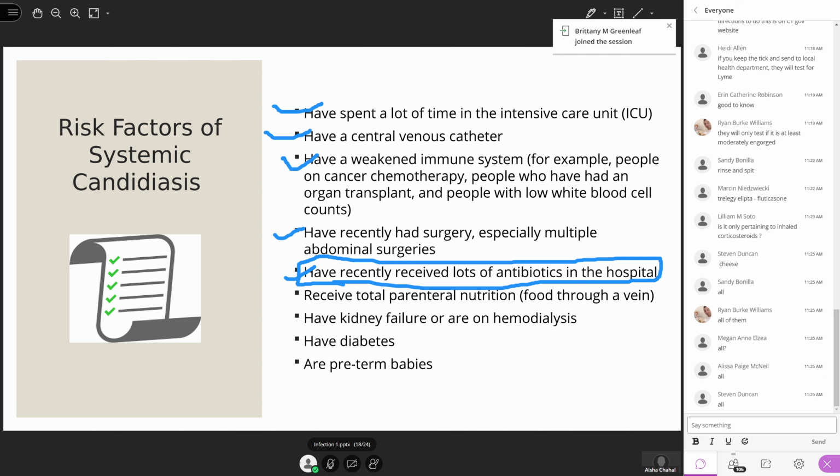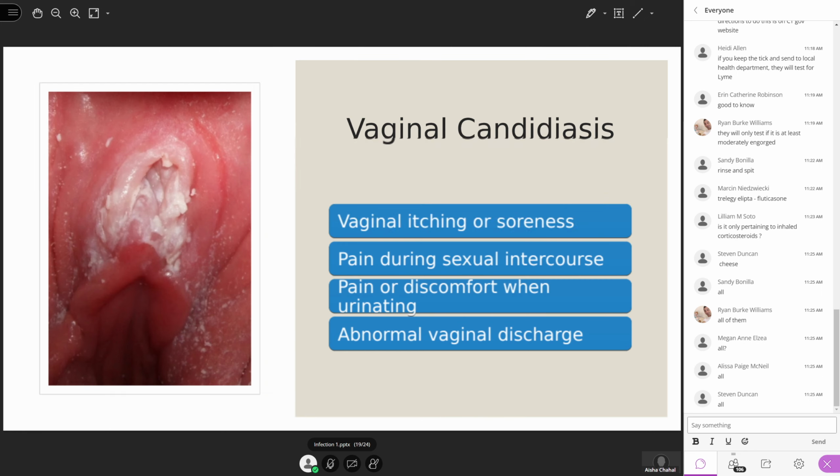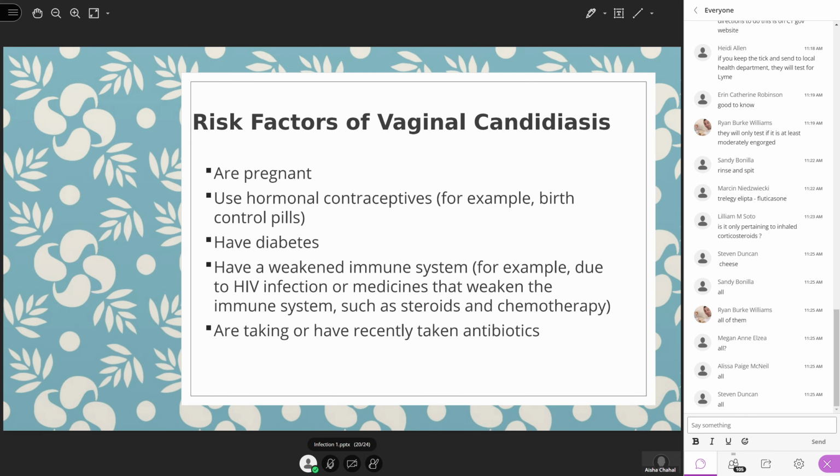A lot of antibiotics mess up the normal protective mechanism of the system; with TPN, kidney failure, diabetes, preterm, it's the same concept. Vaginal candidiasis is the candidal infection, a fungal infection at the vaginal area, which is very common. And these are the symptoms that you might have with vaginal candidiasis. These are the risk factors, pretty self-explanatory, that are listed here.